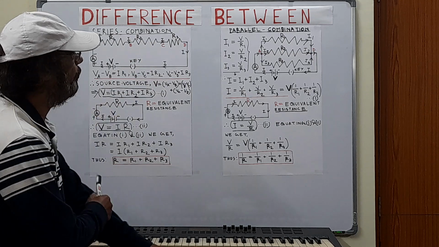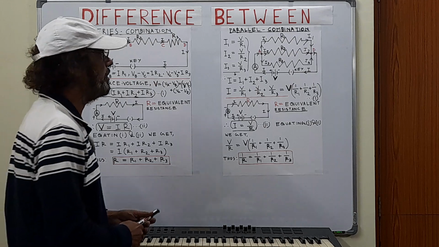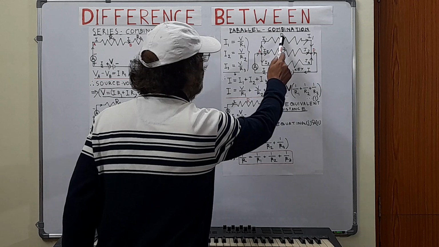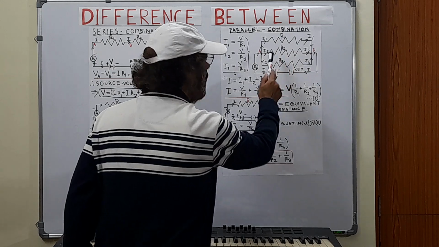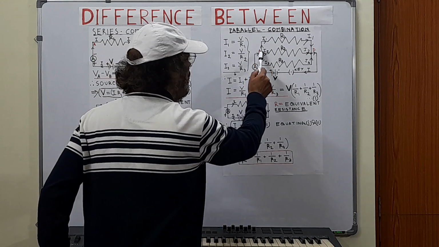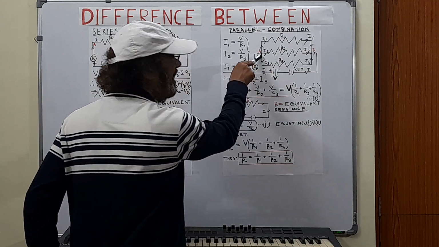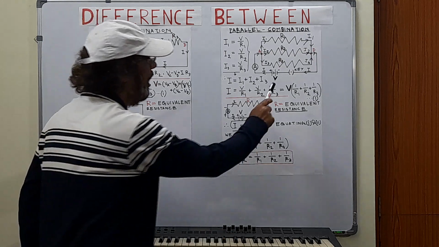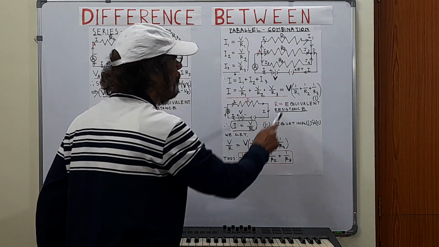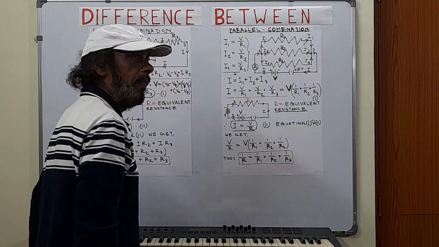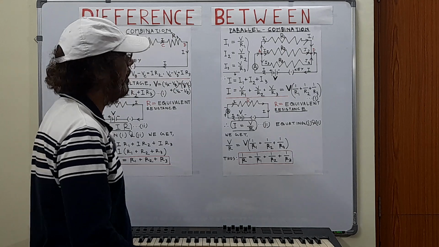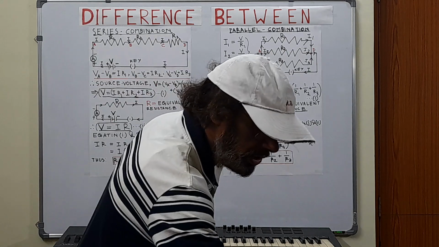Now I go to parallel combination of the resistances. Suppose there are again three resistances R1, R2 and R3 connected in such a way so that one end of the three resistances are connected to a single point A and the other end of the three resistances are connected to another single point D, and this combination is called parallel combination. Now again I use these three pens.